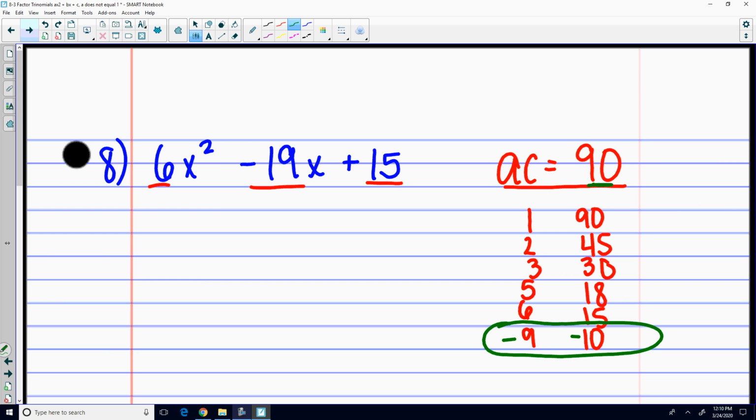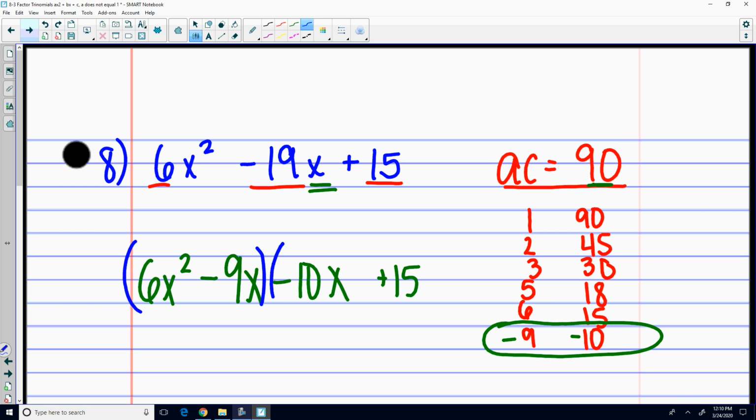So let's do 6x squared, our first term, and then our last term would be plus 15. Let's rewrite my middle term, and let's see what makes sense here. I got a negative 9 and a negative 10. It makes more sense to put the negative 9 with the 6 because they both have a factor of 3. So it's minus 9x, and again, it's the middle term, so it gets the variable. And minus 10x, same thing. All right, group them together. Leave that negative on the 10.